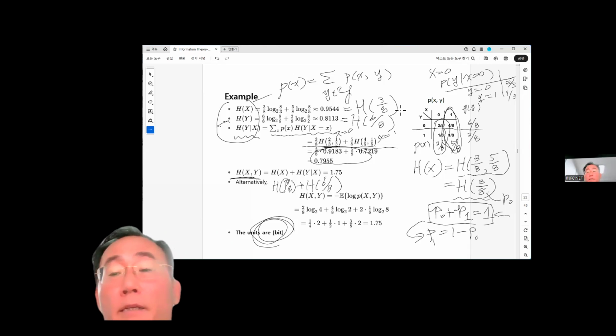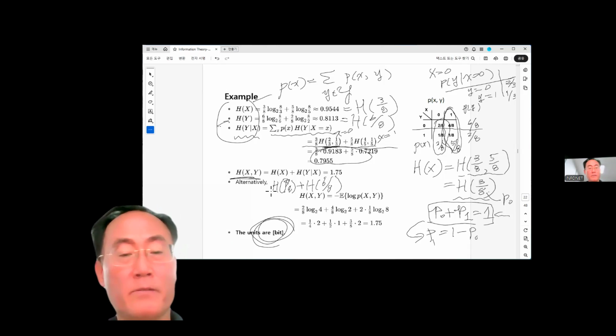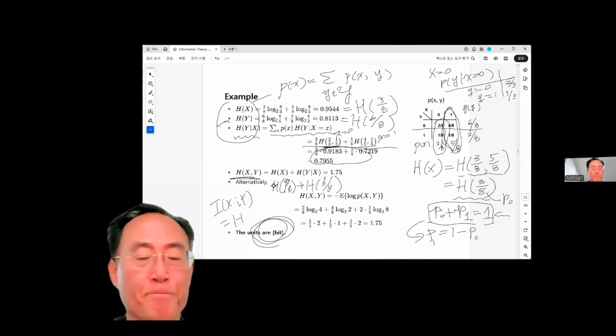All right, so that's good for this page. We have done examples to calculate marginal entropy, H(X), H(Y), conditional, and the joint. And then you can apply the mutual information case as well, which we will talk about in detail in class on Monday.